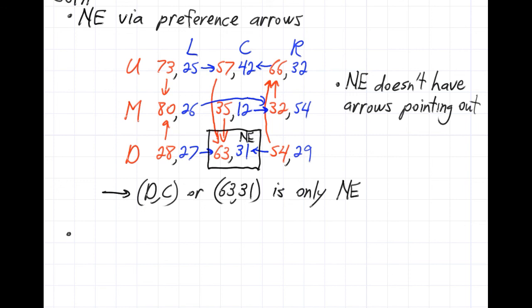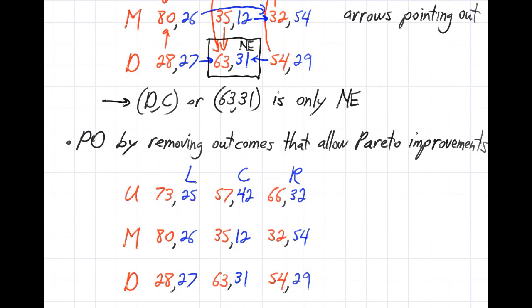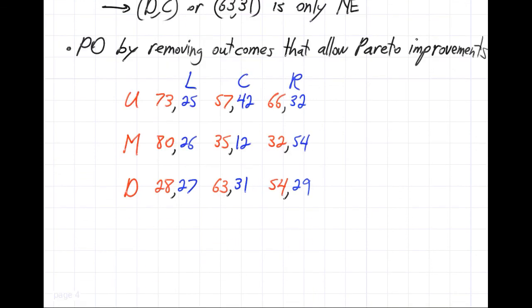Next, let's solve for the Pareto optima, and we'll do that by removing outcomes that allow Pareto improvements. You'll remember from our definition, a Pareto optimum is an outcome where there are no further Pareto improvements. Let's grab our original payoff matrix. Okay, we've got our payoff matrix, and what we need to do is look at each one of these boxes and think about, is there another place on the matrix that's better for at least one person and no worse for anybody else? So we'll just go through them one by one.